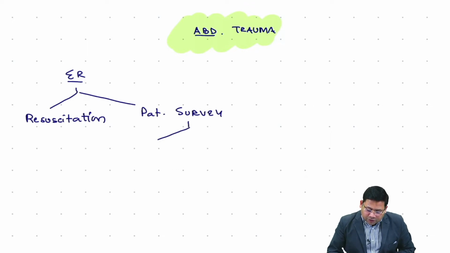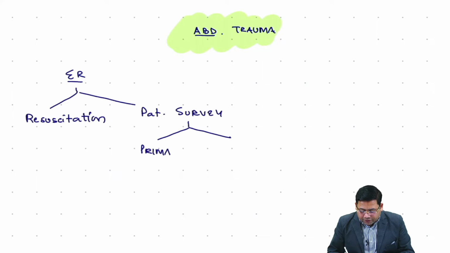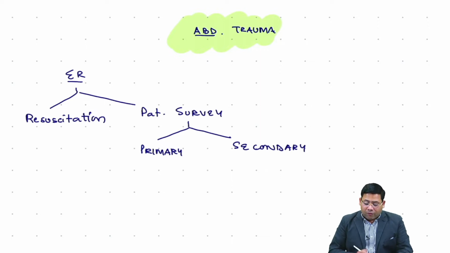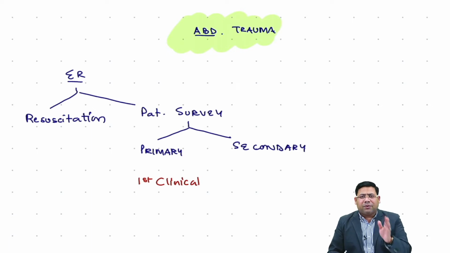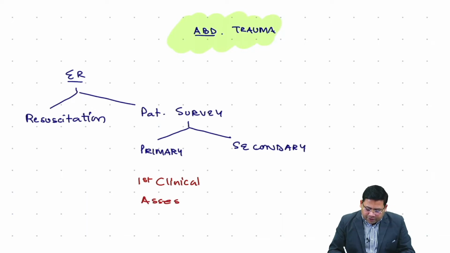The survey, as you all know, is of two types: the primary survey and the secondary survey. What is the primary survey? In a nutshell, it is the first clinical assessment of the patient. The first time you are seeing the patient, your aim is to save the life, and thus you look for those critical things.